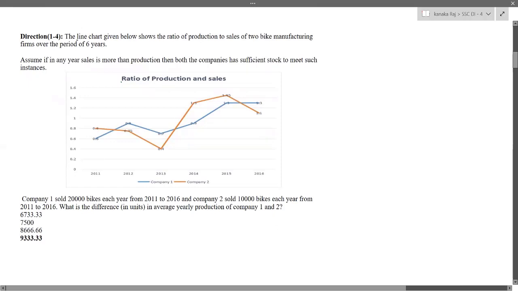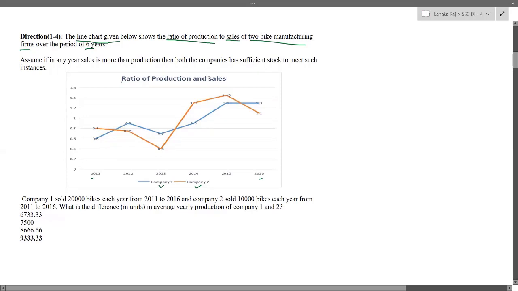The line chart given below shows the ratio of production to sales of two bike manufacturing firms, company 1 and company 2, represented by blue and orange lines respectively, for a period of 6 years, starting from 2011 to 2016. They've also told us to assume that if in any year sales is more than production, then both the companies have sufficient stocks to meet such instances.